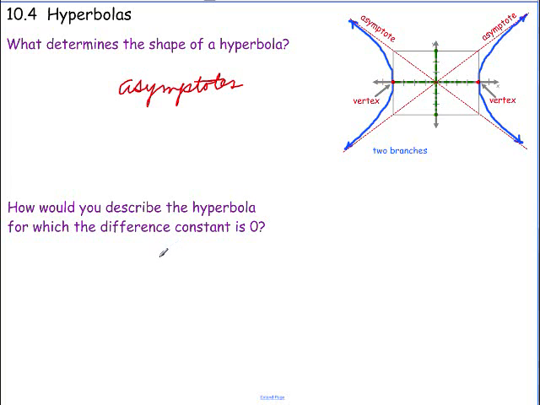How would you describe the hyperbola for which the difference constant is 0? Well, we haven't even talked about that difference constant yet. We'll talk about that in just a moment.